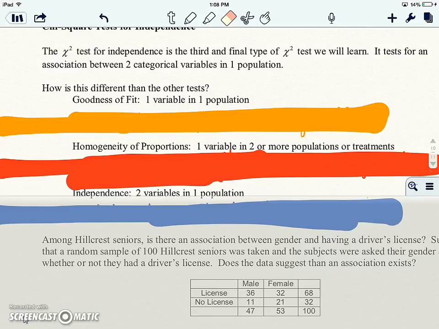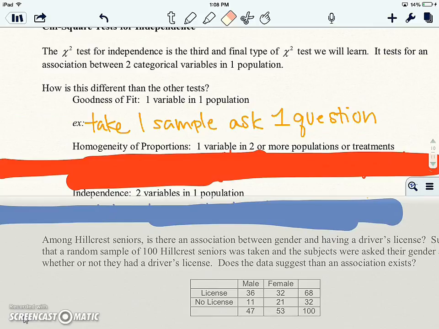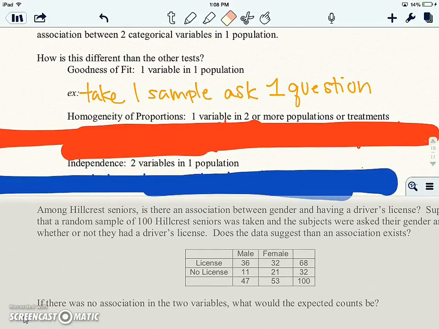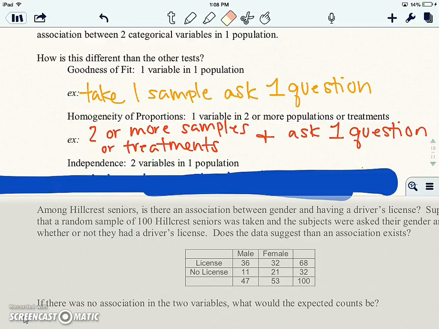The goodness of fit test is one variable in one population. So take one sample and ask one question, such as take a sample of M&Ms and ask, what are the proportions of the colors? The homogeneity of proportions test is one variable in two or more populations or treatments. For example, the treatments might be having surgery to reduce your epilepsy or taking drugs to reduce your epilepsy. And then the question being, have you stayed seizure-free for a year?